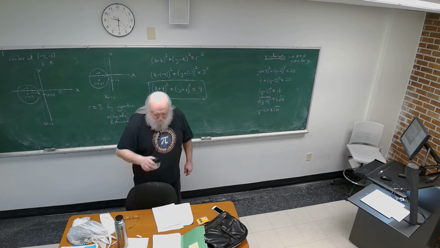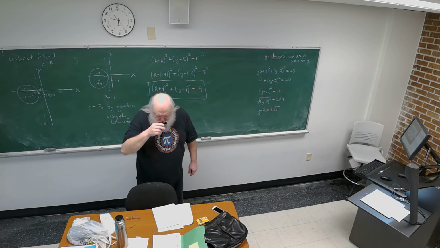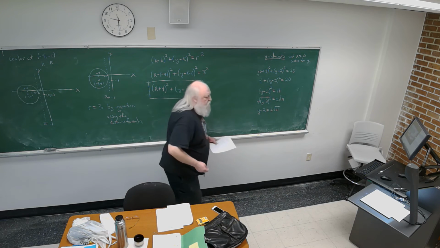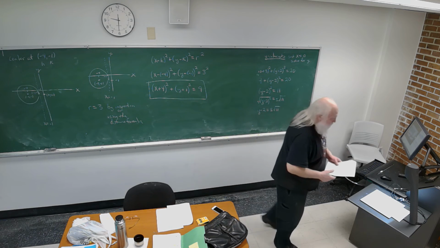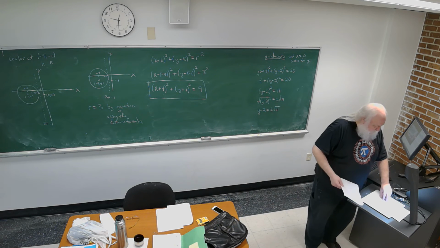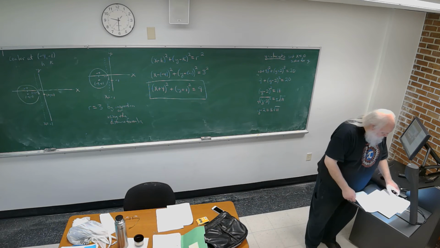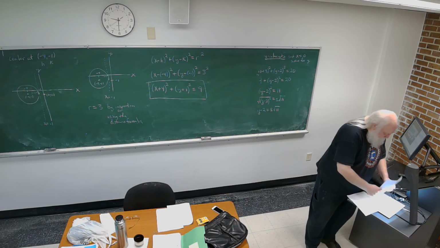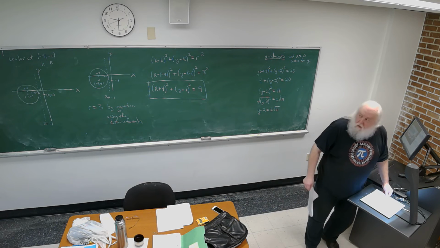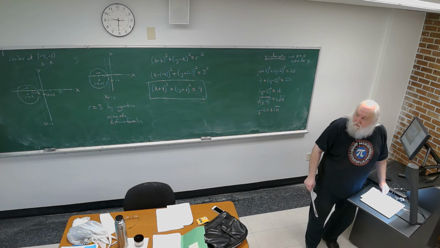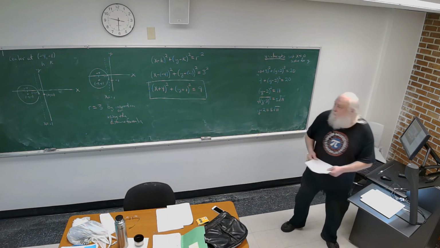So now we're going to take an equation of a circle in general form and rewrite it in standard form. And to do that, we have to use a technique called completing the square.